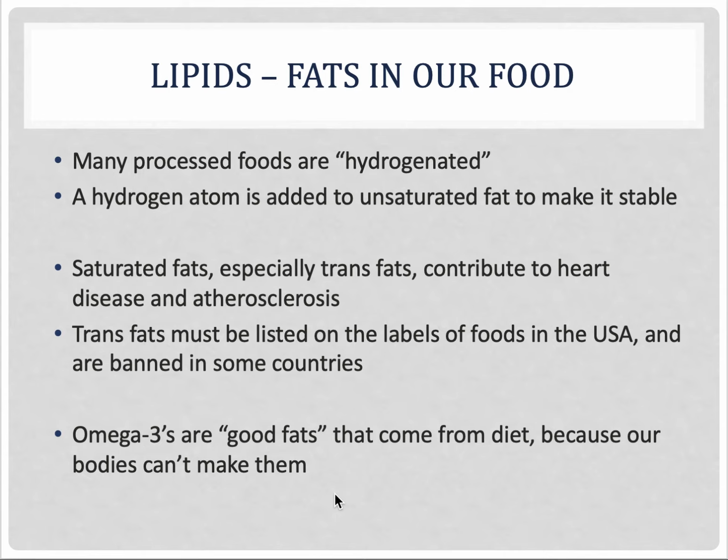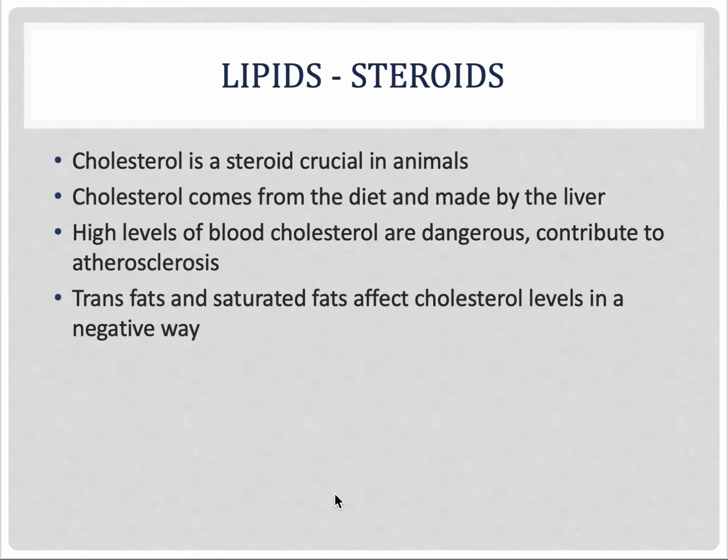We also have something called omega-3s. These are good fats that come from the diet. Our bodies can't make them, and so there are lots of foods that are high in omega-3s, and there's a lot of different research about how omega-3s are good for different things, including brain health.